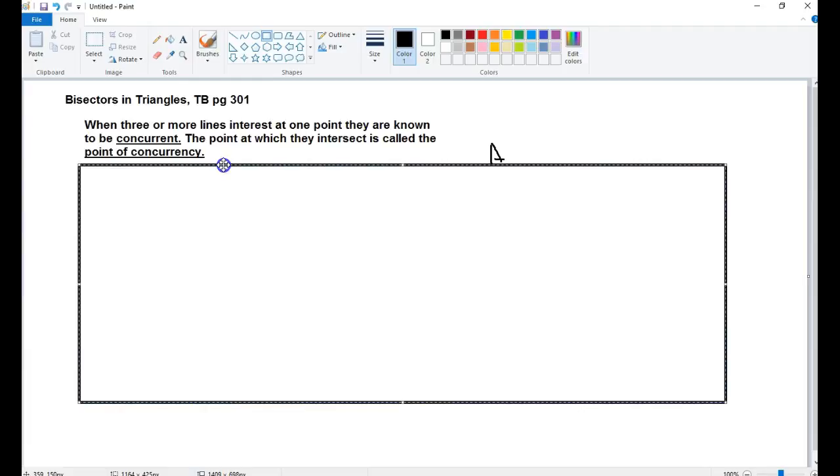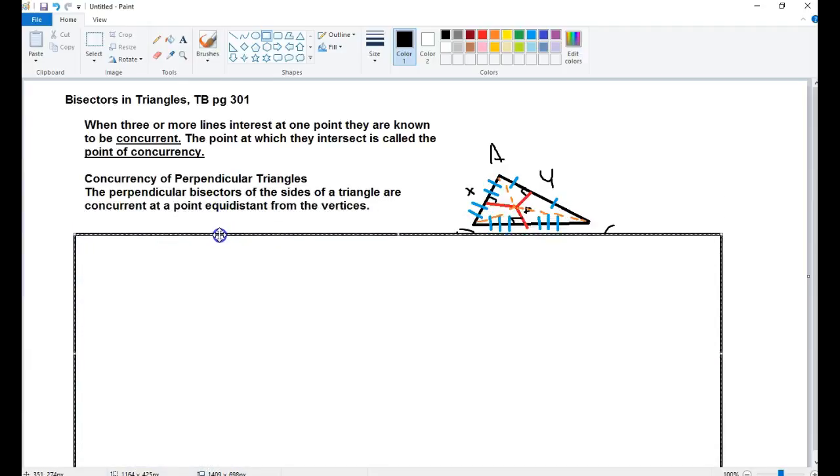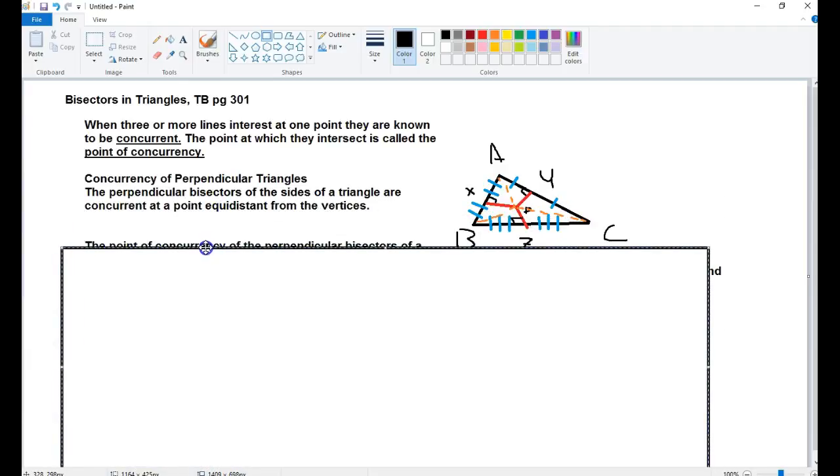Now we're going to take a look at this example with perpendicular bisectors. We're going to do perpendicular bisectors and angle bisectors today. So concurrency for perpendicular bisectors. The perpendicular bisectors of the sides of a triangle are concurrent at a point that is equidistant from the vertices. So I have a triangle made here. I have a perpendicular bisector for line AB, perpendicular bisector for line AC, and perpendicular bisector for BC. Those three lines moving up are going to all meet at a point labeled P.